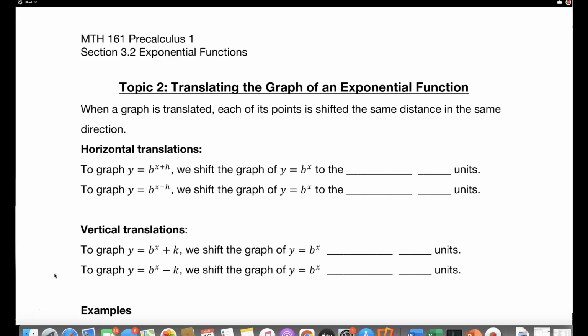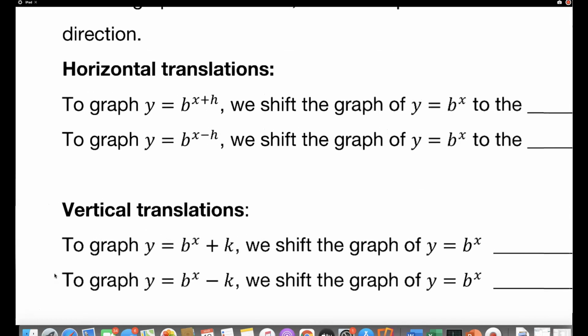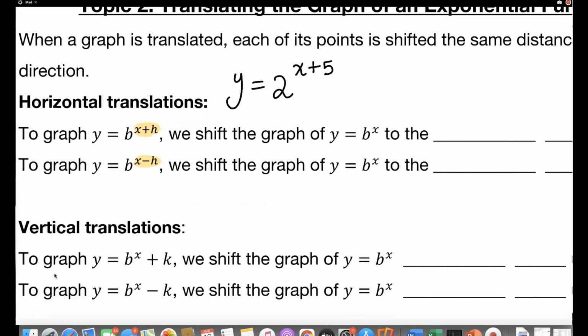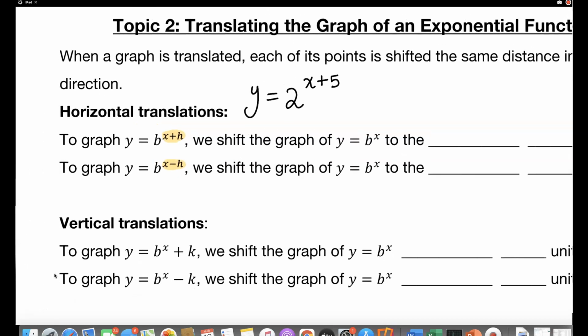First of all, how about horizontal translation? If you are adding or subtracting a number in the exponent, it's going to look like this. For example, if you have y equals 2 raised to the x plus 5, notice that the plus 5 is a tiny little number written as an exponent. It's adding to the exponent. Say that this happens. What will happen is the graph will shift 5 units to the left.